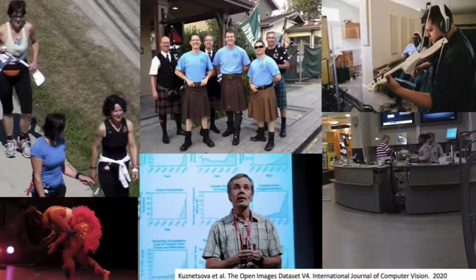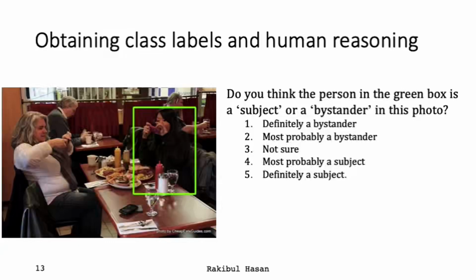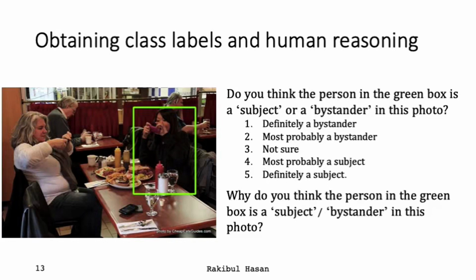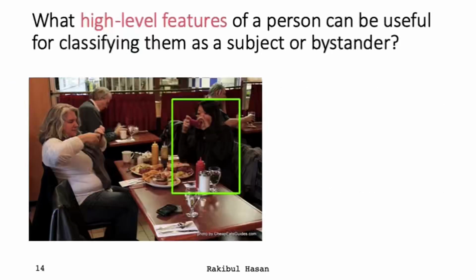So we started with a user study where participants were asked to label people in photos such as those shown here as subjects and bystanders. The images were taken from the Google Open Image dataset. For the labeling task, we asked, do you think the person in the green box is a subject or a bystander in this photo? Participants responded with a 5-point Likert scale. Then they explained why they classified someone as a subject or a bystander.